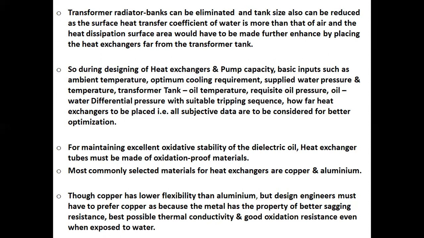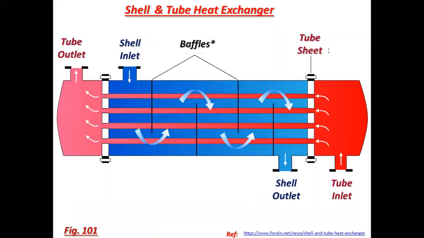Though copper has lower flexibility than aluminum, design engineers must prefer copper because the metal has better sagging resistance, the best possible thermal conductivity, and good oxidation resistance even when exposed to water. See the diagram. Shell and tube heat exchanger.